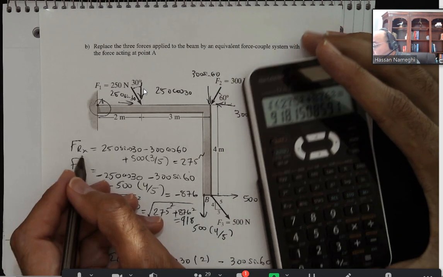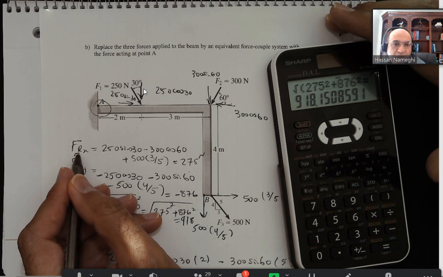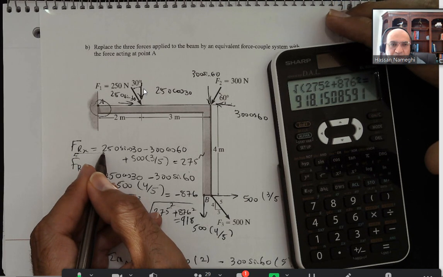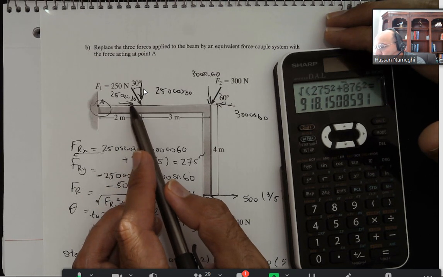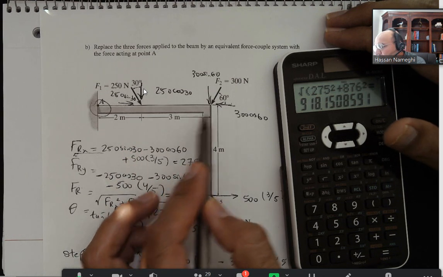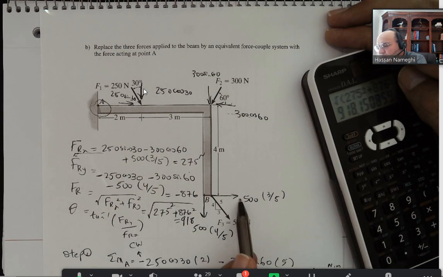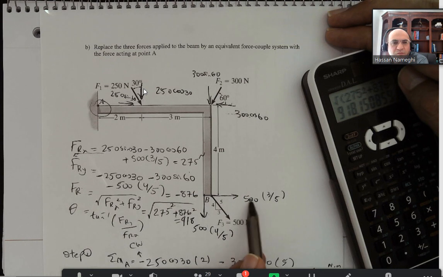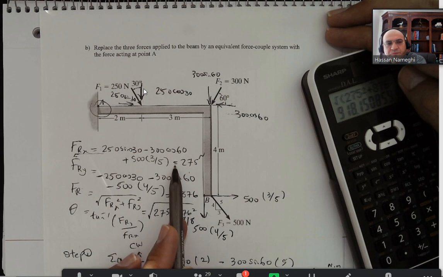Did you decide to use the 250 sine of 30 minus 300 cosine of 60? That's the sum on the x. We put FRX, right? FRX is the sum on the x, so you add all your x components. You have 250 sine 30 as the x component, the 300 cosine 60 as the x component, and then down here you have the 500 times 3 over 5 as the x component. You look at their direction, and then you add them simply here.